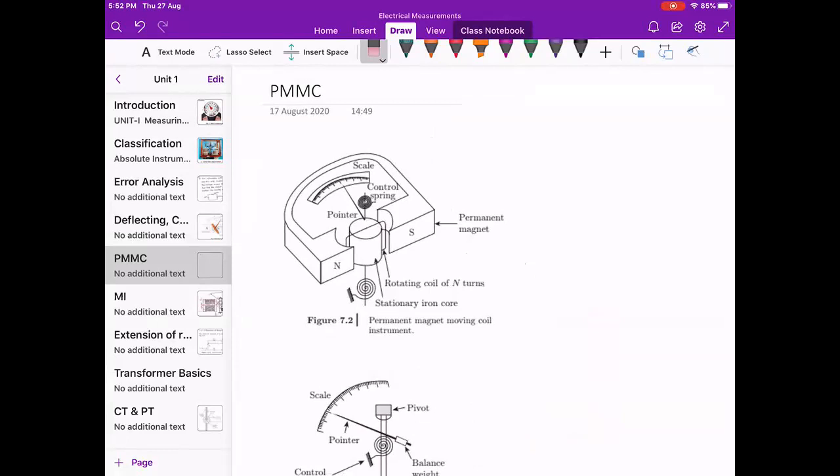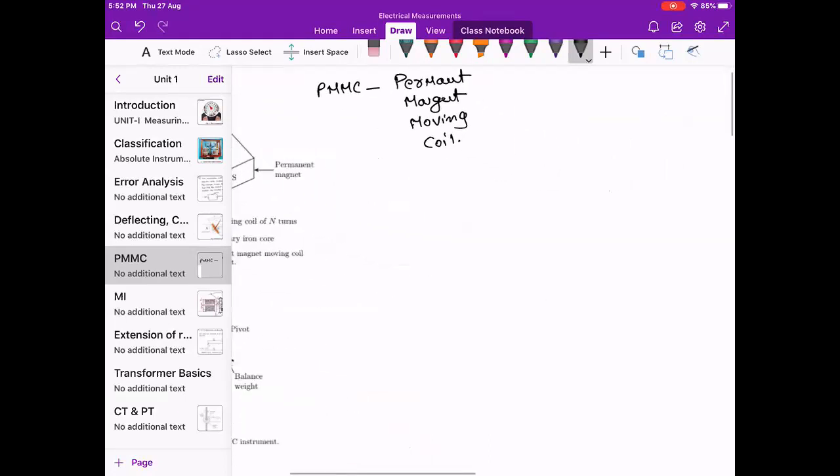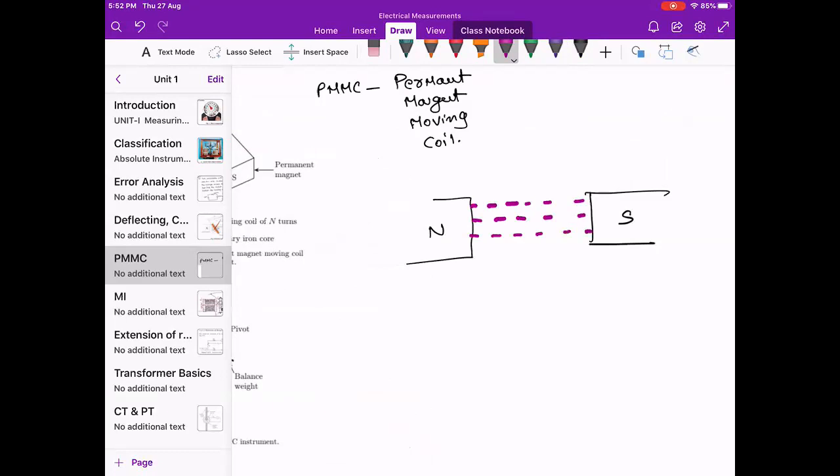PMMC means permanent magnet moving coil. It consists of a permanent magnet, North Pole and South Pole. We can observe here that whenever this type of circuit is there, there is a magnetic field every time, from North Pole to South Pole. And now a current carrying conductor is placed.